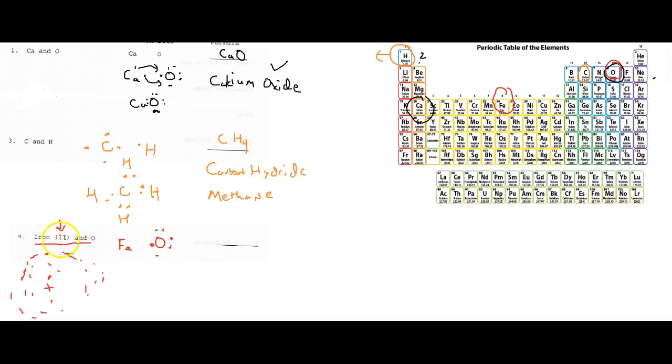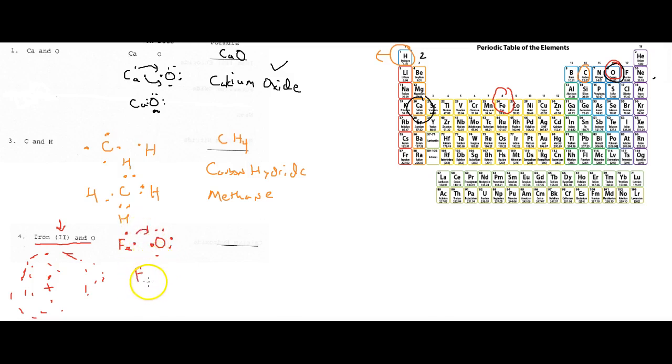So what are they telling me? Iron 2 and oxygen. Why 2? What is it telling me? Oh, 2 means how many electrons it's going to lose. So I put 2 in its outer shell. Now, who's it going to lose it to? Oxygen. And that's why it's going to choose to lose 2, because oxygen wants how many? 2.